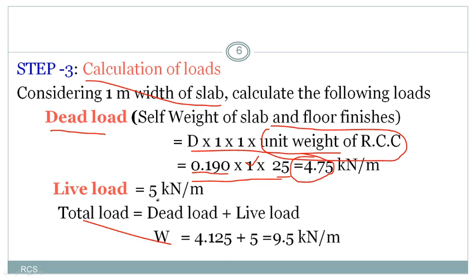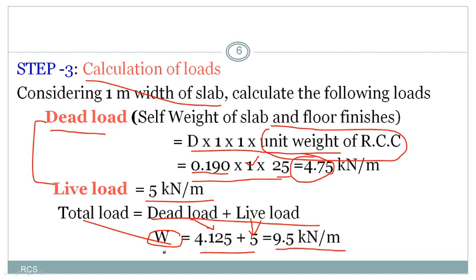And the live load given in the problem is 5 kilonewton per meter. If we add this dead load and live load, we will get the total load. So the dead load is 4.125 and live load is 5. If we add all together, we will get 9.5 kilonewton per meter as our total load.